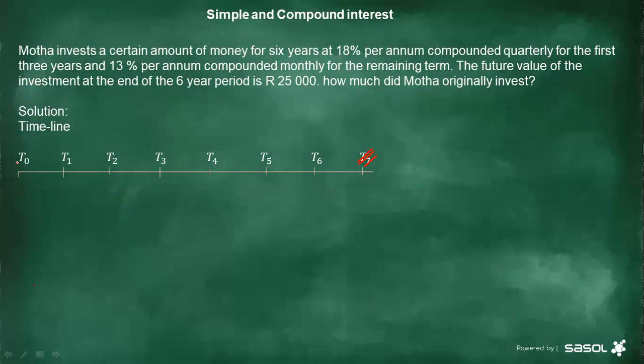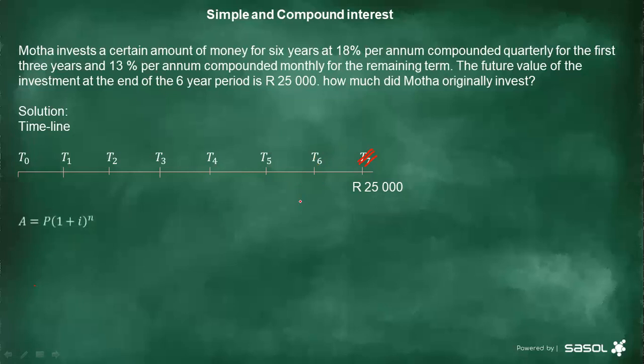It's from T0 to T6 because it says 6 years. And then this amount of money, which is 25,000, is supposed to come under this T6 because it's 6 years, right? That is the final amount that we have obtained. So we want to calculate how much Motor invested. We want to know that one.